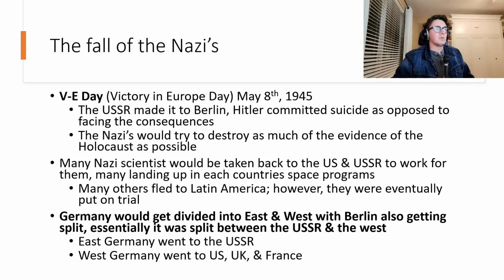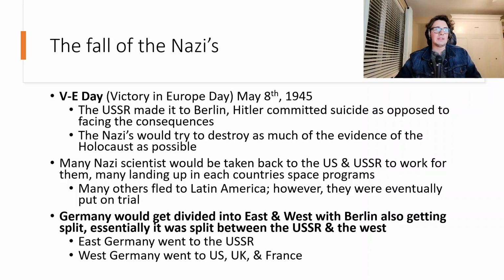Many other Nazis are going to flee to Latin America. However, a lot of them are eventually caught and put on trial. Ultimately, with the end of the war in Europe, Germany is going to be divided in half, eastern and western half. The capital itself is also going to be divided in half, East and West Berlin.